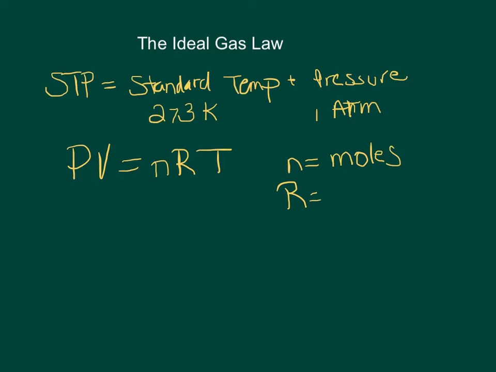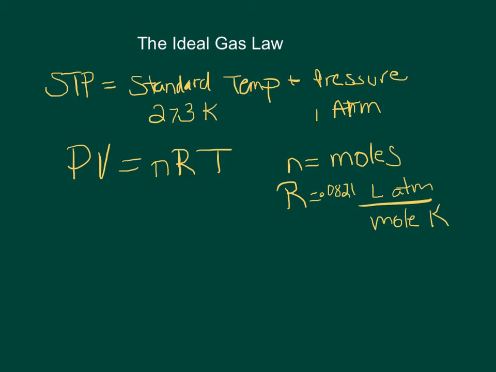And R is a constant, a number that doesn't change if you use certain units. So the units we're going to need to use in this are liters, atmospheres, moles, and Kelvin. And when we use those units, R will always be 0.0821. You need to memorize that number.